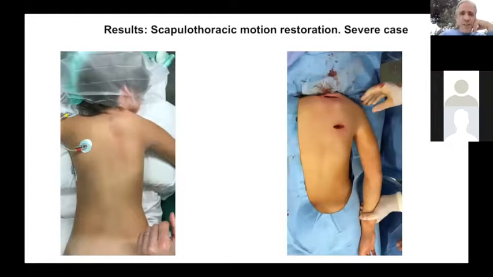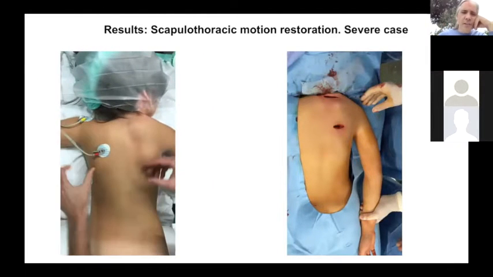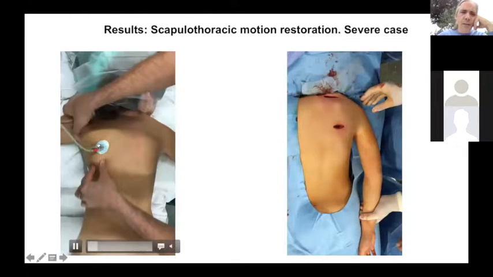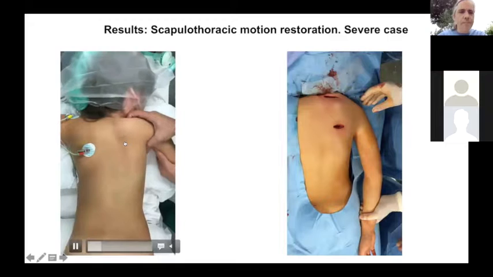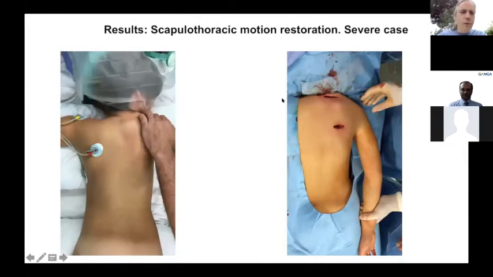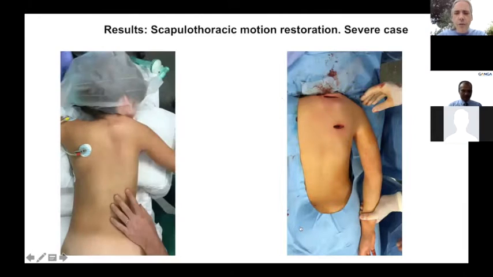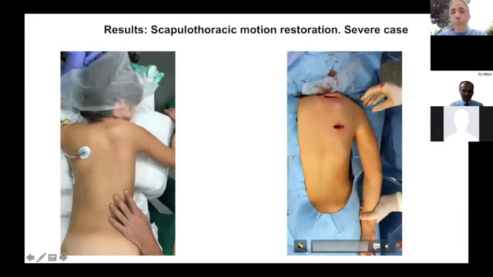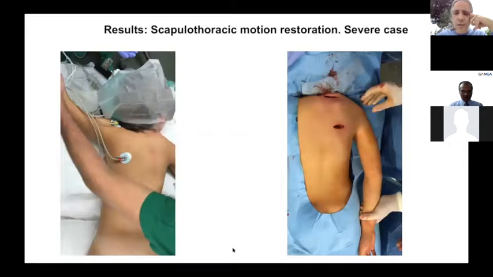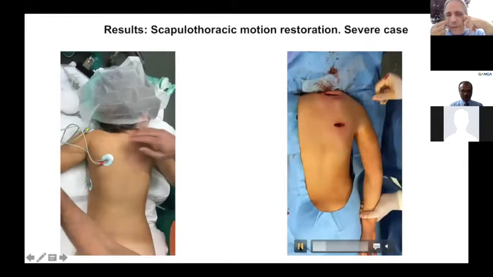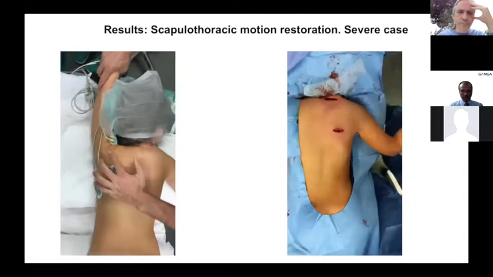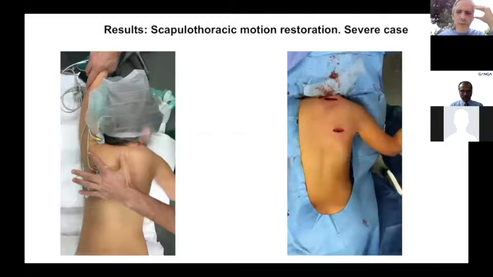And you can see here one of the severe group children. This is the normal side, and in the involved side there is no motion at all, no translation, no rotation. And when you do the surgery, you improve this scapulothoracic motion. You get some improvement, less than in the less severe group.